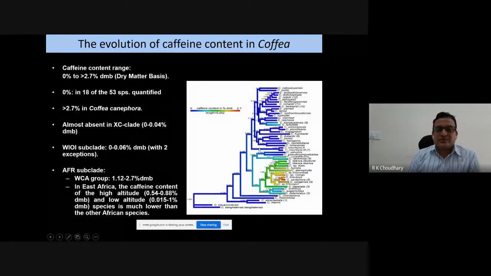You can see this red line means the highest caffeine content, and the blue line means there is no caffeine. So you can make out how this caffeine content has evolved, right?